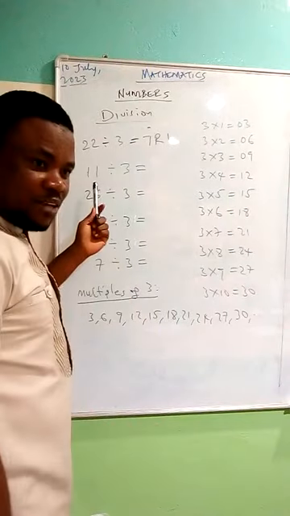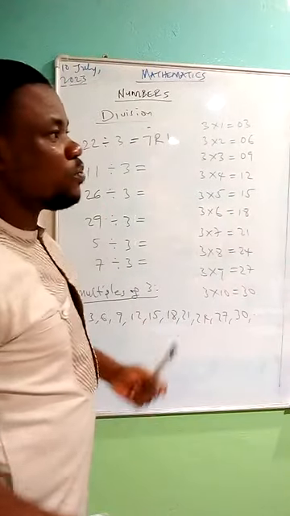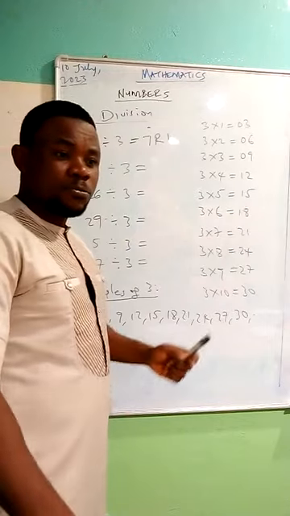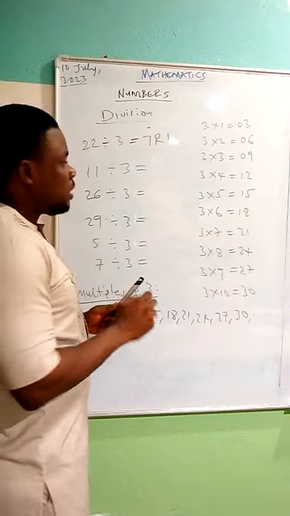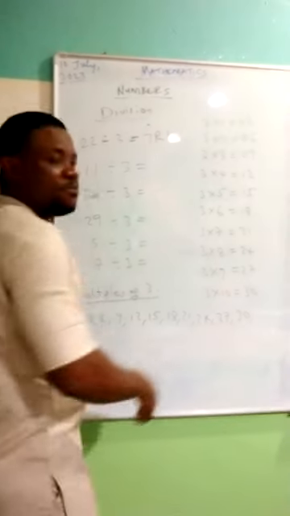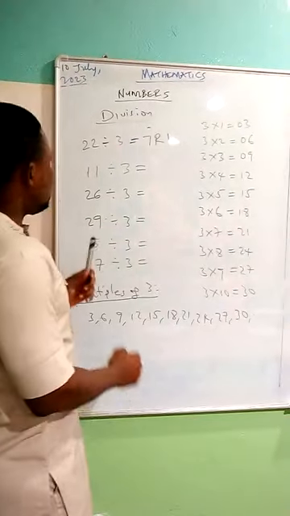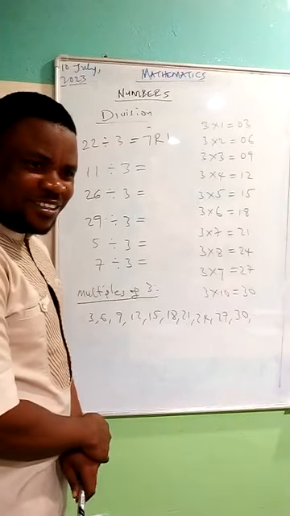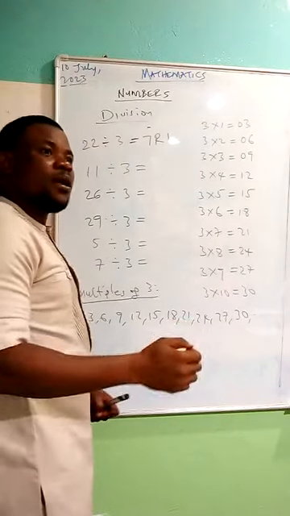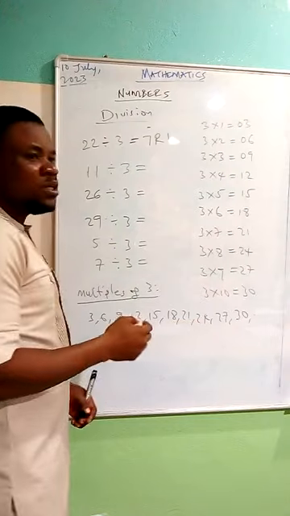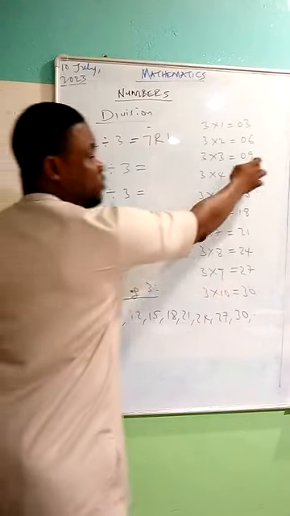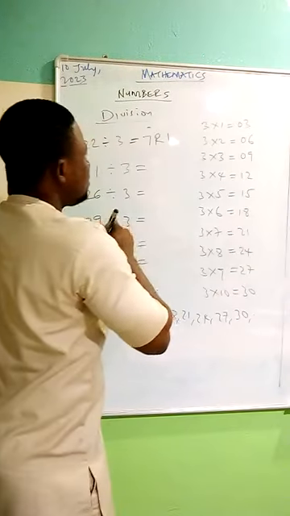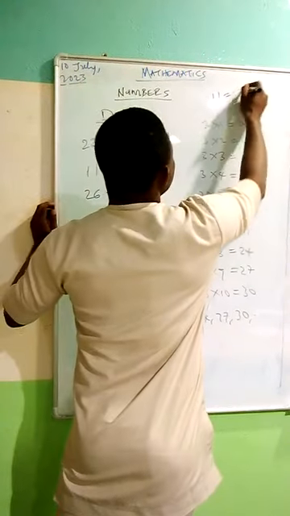This one is 11. 11 is between what and what? 11 is between 9 and 12. So am I taking 12 or am I taking 9? I'm taking 9, right? Now the question is, 11 is equal to 9 plus what?